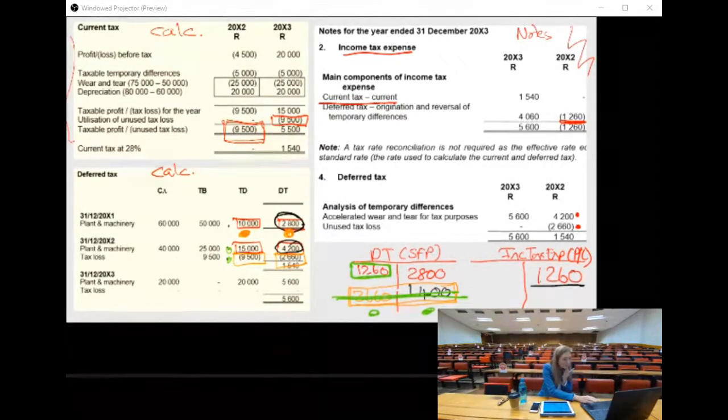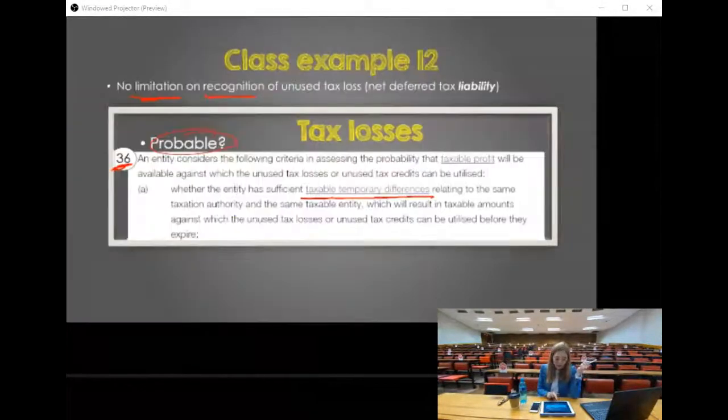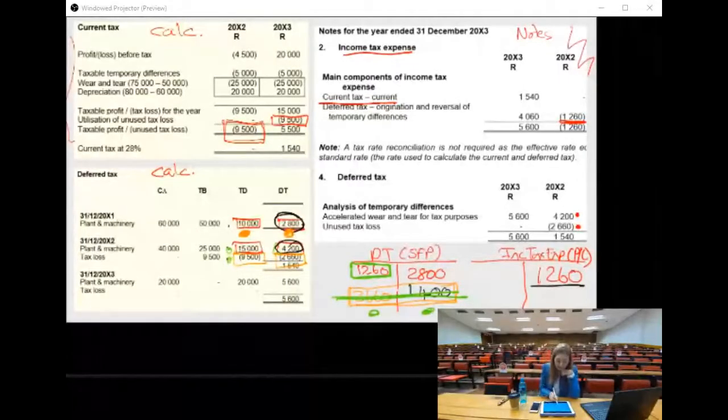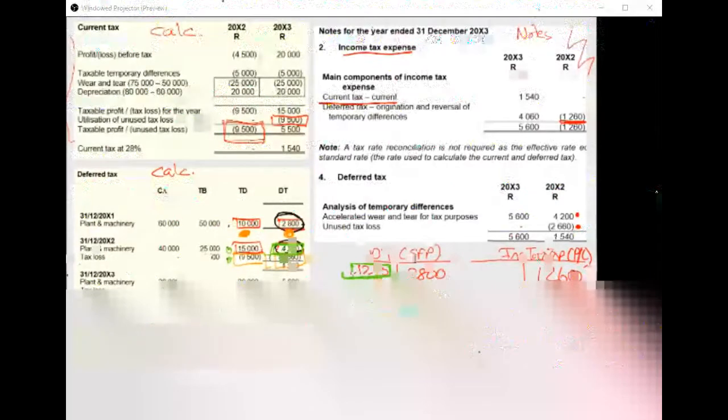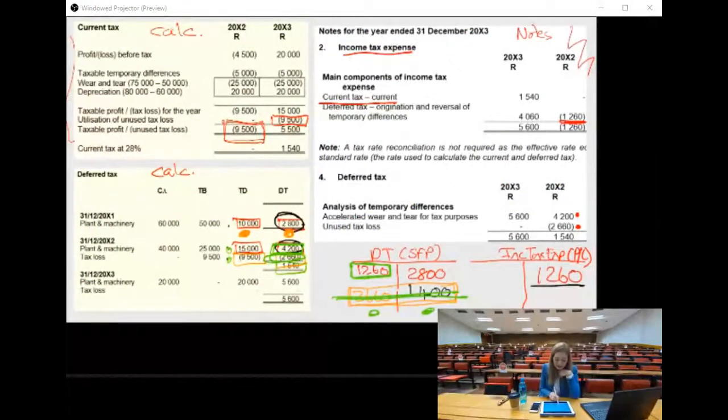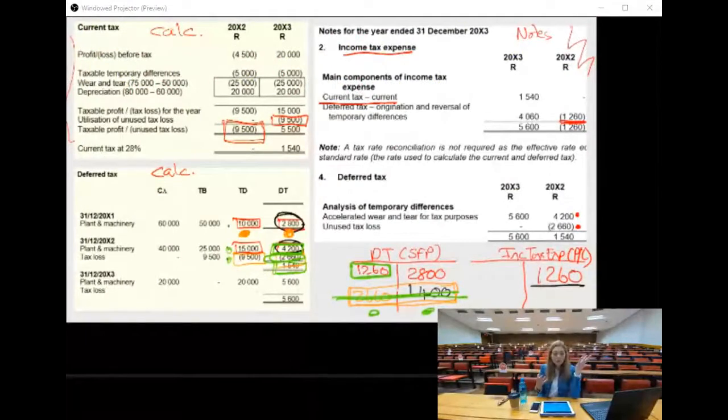Yes. Isn't that only used for calculation purposes and not recognized? Yeah, but remember, in example 12, we could recognize it. Because remember, we are allowed to recognize it if we have sufficient taxable temporary differences, which is the case over here, because we have our taxable temporary differences. So that's enough to absorb my tax loss. Therefore, I'm sitting with a net deferred tax liability. So we could recognize it all. Okay.